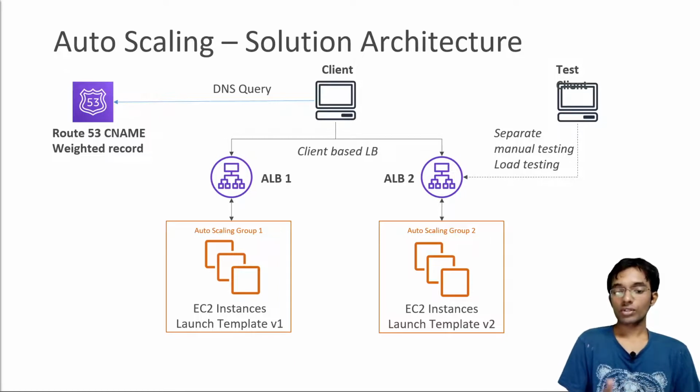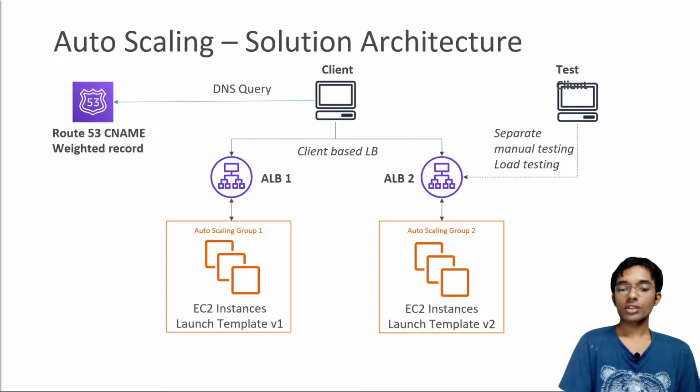The advantage of this architecture is that we are able to independently test application load balancer number 2 before we put it in service at the Route 53 level. So it's possible for us to set up test clients to do some manual testing, to do some load testing on this architecture, making sure everything is great before we have our clients do some load balancing and slowly transition from application load balancer 1 to application load balancer 2.